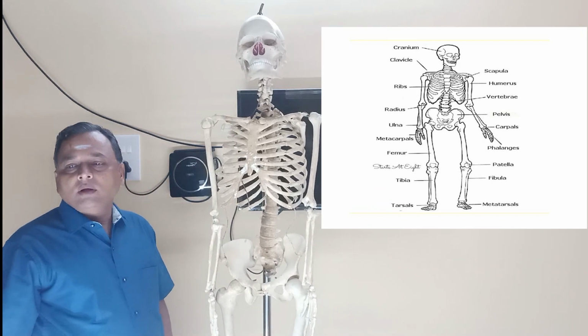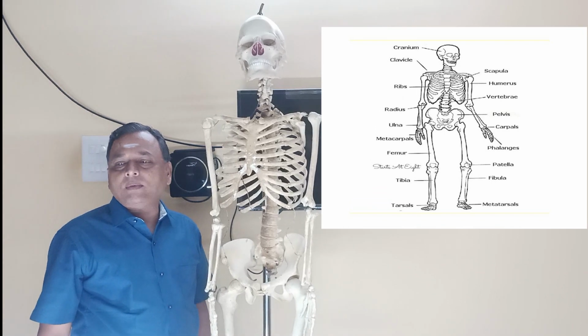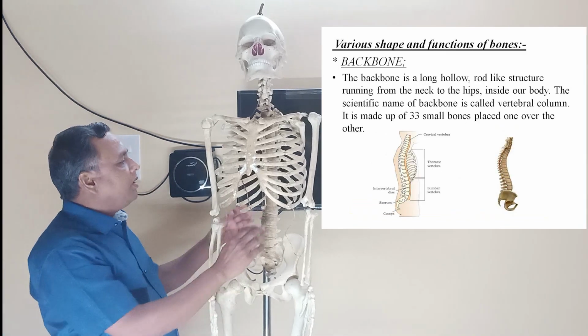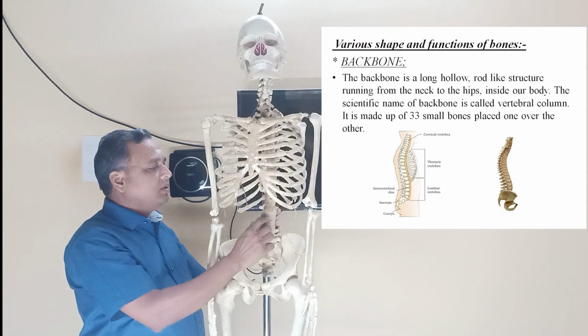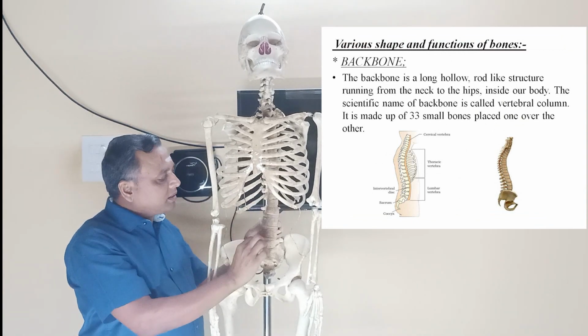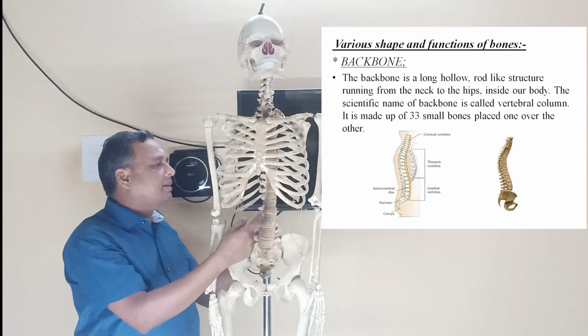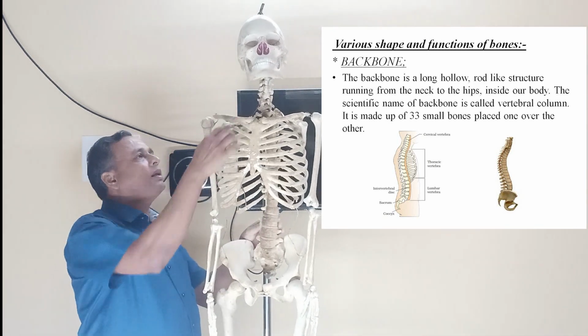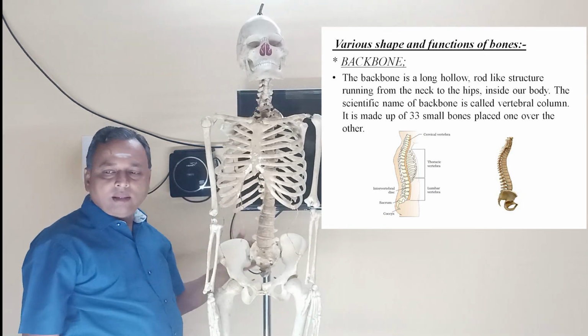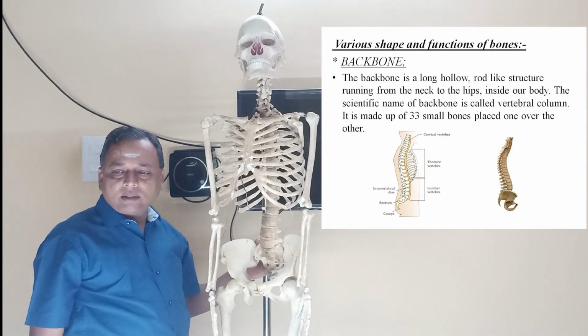Now, the various shapes and functions of the bones. First one, they are talking about the backbone. This inner one, the backbone, how it is. There are 33 small bones you can see. There are 33 small bones together, starting from the neck till the end of the back side.